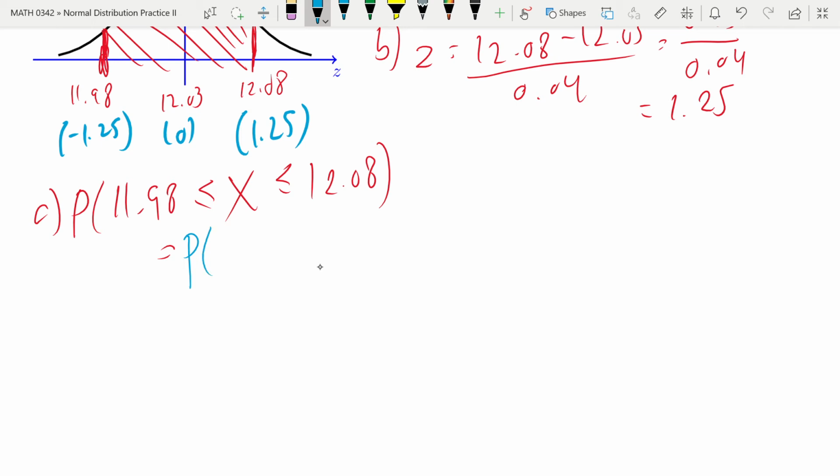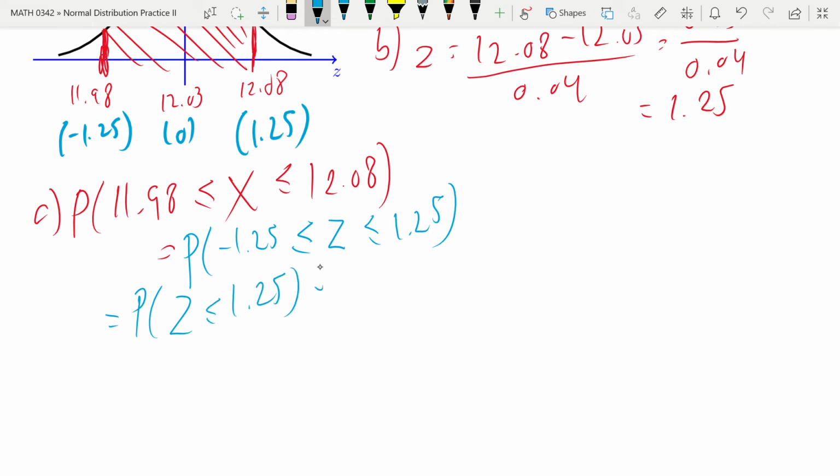This is the probability that now, instead of 11.98, we have minus 1.25, and this is now z, and this 12.0 becomes 1.25. Those are the z-scores that correspond to those measurements. And now we need to break this up just like we did our in-between problems in the first set. We need to look at the area to the left for the higher value, so that's z less than 1.25, and then take away the value that corresponds to the lower value, minus 1.25, that area to the left.